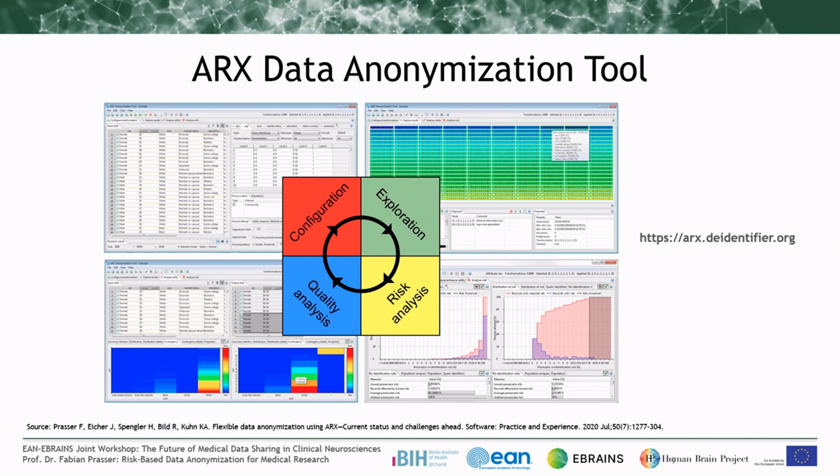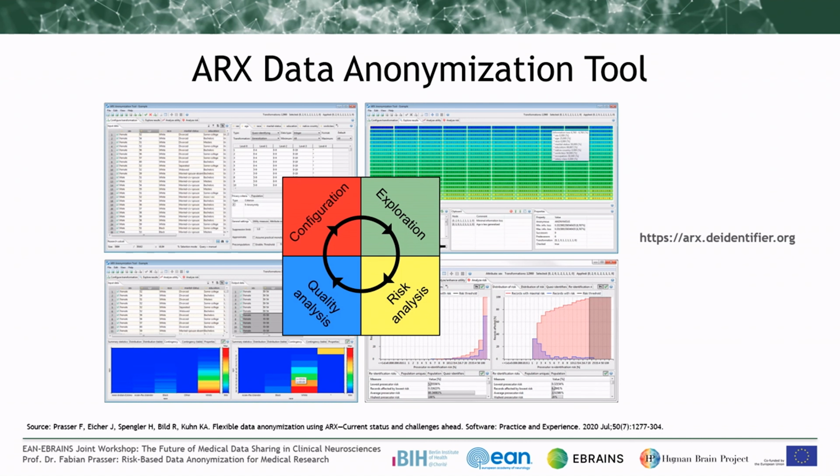ARX is a cross-platform anonymization tool which has been under constant development since 2012 and which has been downloaded more than 25,000 times. The software supports a much broader spectrum of methods than any comparable open source tool. For example, ARX supports more than 15 different models for quantifying risks. These include well-known models such as k-anonymity, but also statistical models based on population estimates and state-of-the-art methods such as game-theoretic approaches and differential privacy.